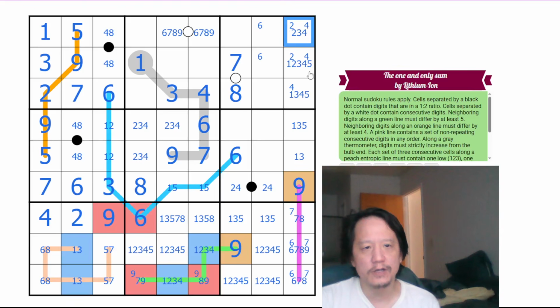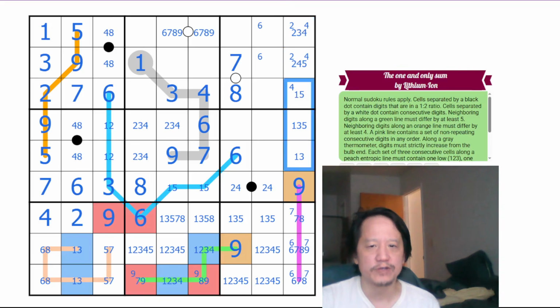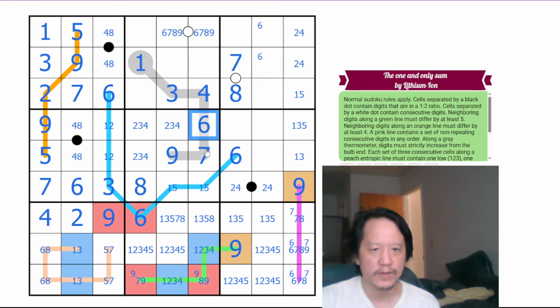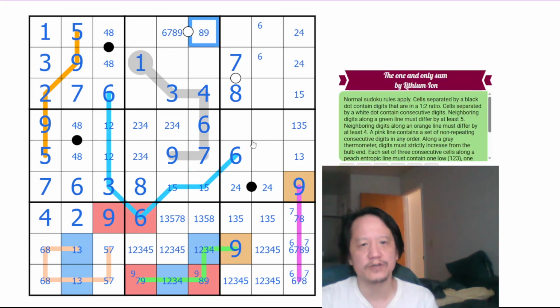No more 1 here, no more 3 or 1 there, no 3 or 4 there. We have a 1, 3, 5 triplet in column 9, which eliminates 1, 3, 5 in the rest of the column. So this becomes a 2, 4 pair here. 6 and 7 eliminate 6 and 7 in the column, so this is 8 or 9.